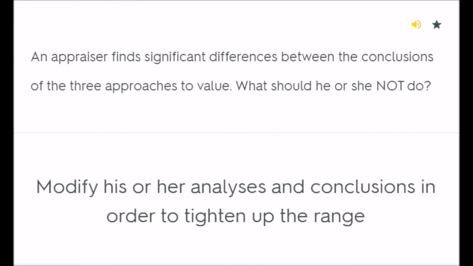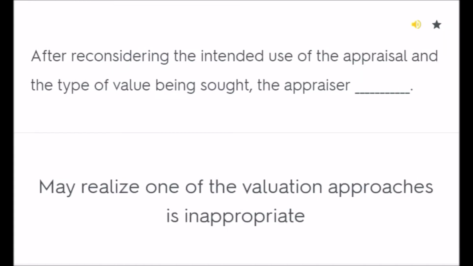An appraiser finds significant differences between the conclusions of the three approaches to value. What should he or she not do? Modify his or her analyses and conclusions in order to tighten up the range. After reconsidering the intended use of the appraisal and the type of value being sought, the appraiser may realize one of the valuation approaches is inappropriate.